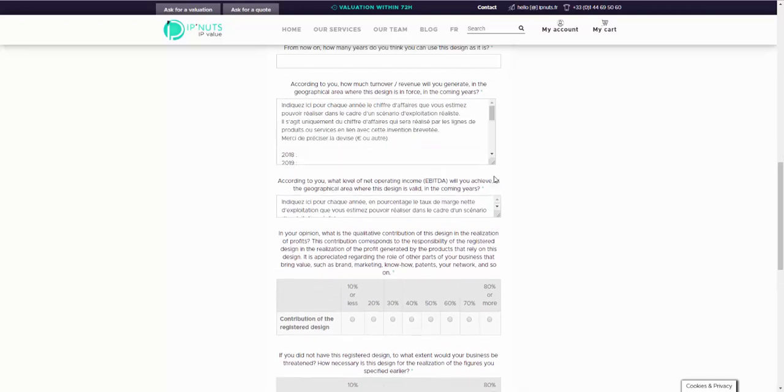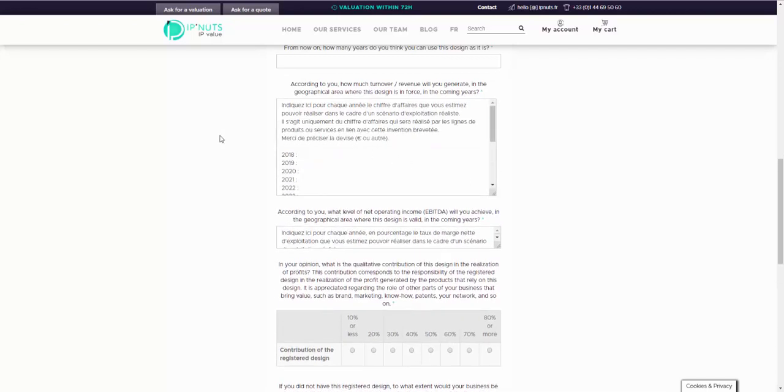Okay, then we arrive at the financial questions. This one is focused on your turnover, your revenues. According to you, how much turnover or revenue will you generate in the geographical area where this design is in force in the coming years? Each word is really important in this question. So we talk about revenue, turnover. We talk of this only in the geographical area where the design is in force.